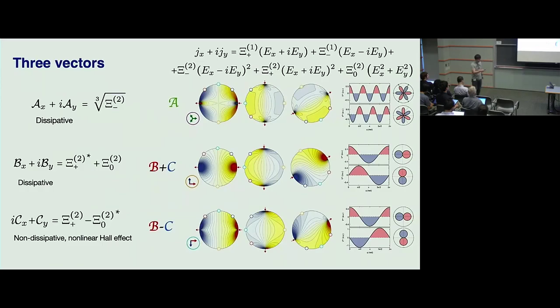And this c vector is the nonlinear Hall effect, right? And this is the thing that a lot of people have been trying to identify. Also, the a vector has to be dissipative because a vector preserves rotational symmetry, so it cannot be nonlinear Hall. That's pretty straightforward. And now we have these vectors. What we can do essentially is to take our transport response and fit it and then extract these vectors, and that defines what the nonlinear conductivity tensor is, right?